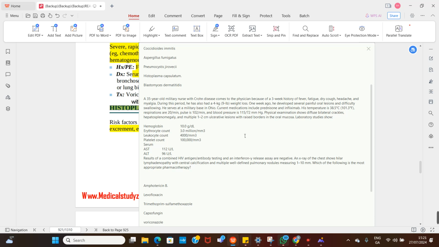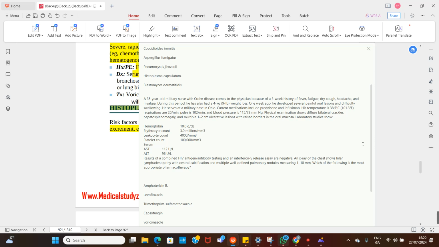Prednisone. The guy is on prednisone and infliximab. So they are trying to tell us that it's not HIV. That's why they are telling us, because they are also thinking like a normal physician should do, rule out HIV. And the interferon gamma was negative. X-ray of the chest shows hilar lymphadenopathy with central calcification and nodules. You can see the nodules.